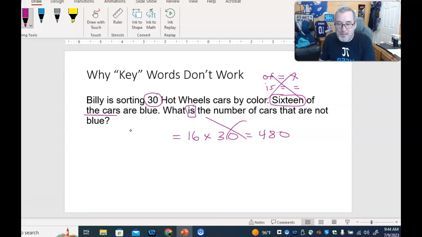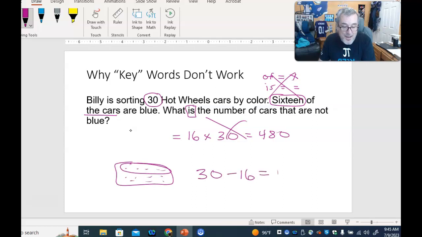Just make sense. Billy is sorting 30 Hot Wheels cars. I'm not going to draw them out. I'll pretend I put 30. I got 30 Hot Wheels cars. And 16 of these cars, 16 of them are blue. What are not blue then? I'm just thinking about it. I'm drawing it, and I can see that 30 cars altogether, 16 of them are blue. So the remaining 14 would not. It's actually a subtraction problem, not a multiplication problem.